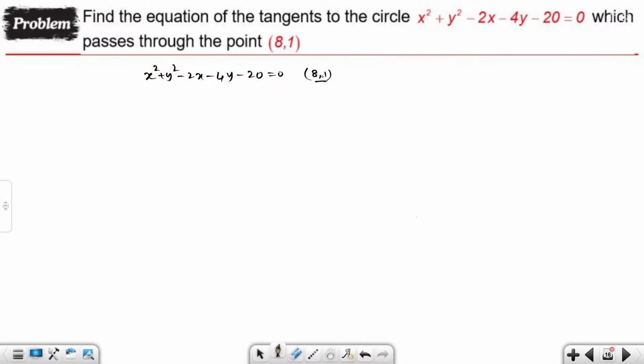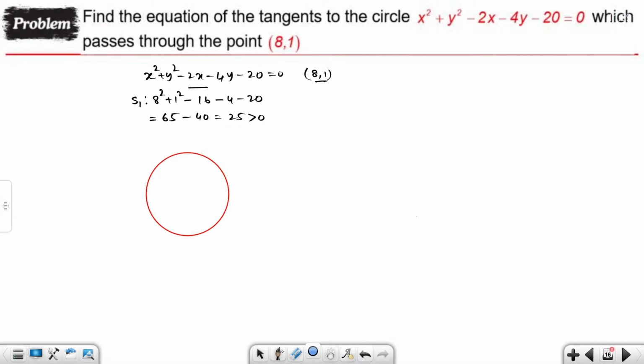But first of all, we have to check whether this point is on the circle or outside the circle or inside the circle. So for that, we have to find out the power of this point with respect to this circle. So what will be the power of that point? It's 8 square plus 1 square minus 16 minus 4 minus 20. So we are getting 65 minus 40. So 25 greater than 0. It means since the power of the point is greater than 0, the point is outside the circle. The point is outside the circle. Hence, we cannot use our Cartesian form.